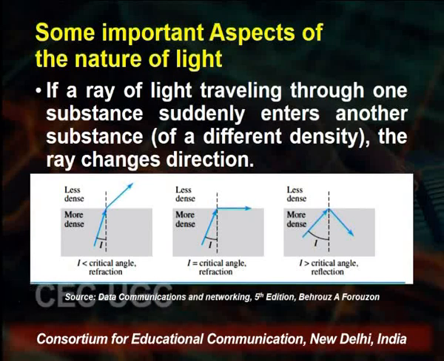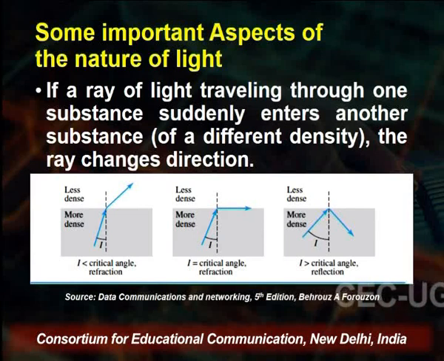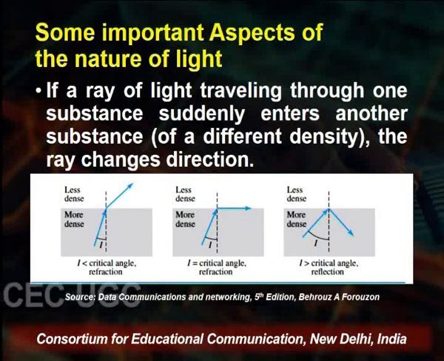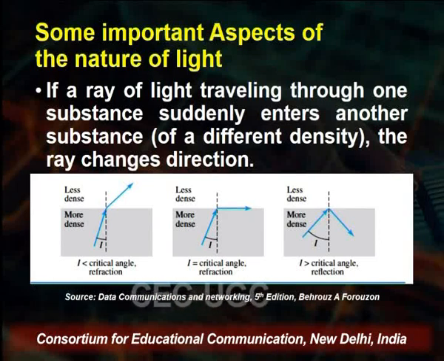If the angle of incidence is less than the critical angle of the medium, then we say that refraction has occurred, as the light ray moves from a less dense material into a more dense material. And if the angle of incidence and the critical angle are the same, then we also say that refraction has occurred. So in both the cases, when the angle of incidence is less than the critical angle or equal to the critical angle, we say that refraction has occurred.